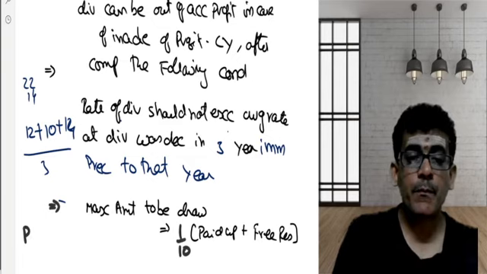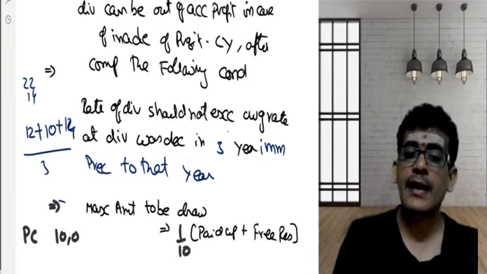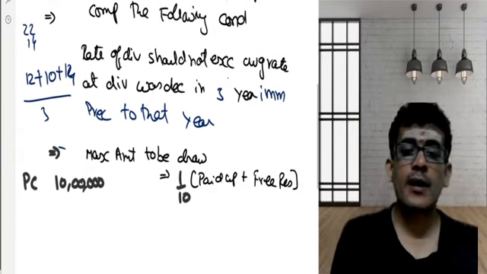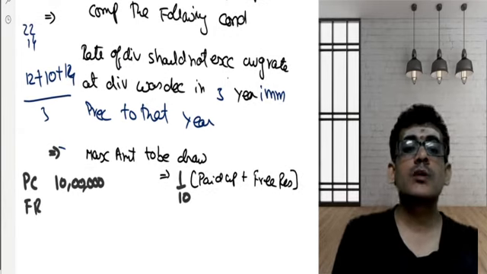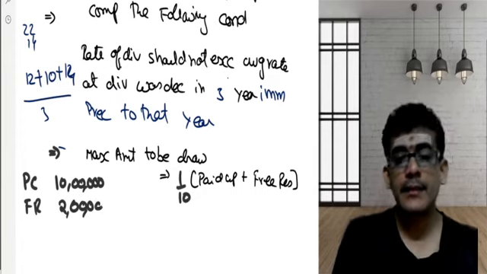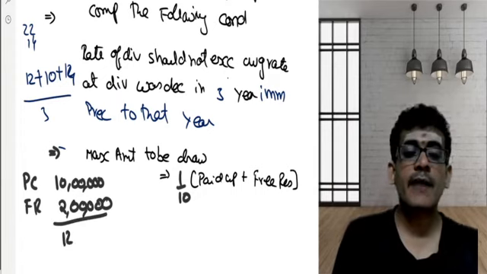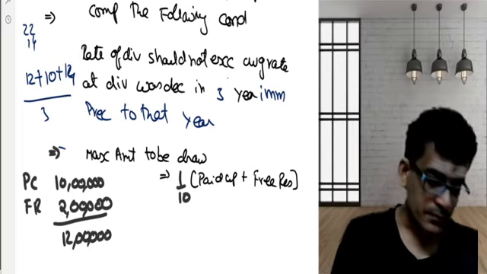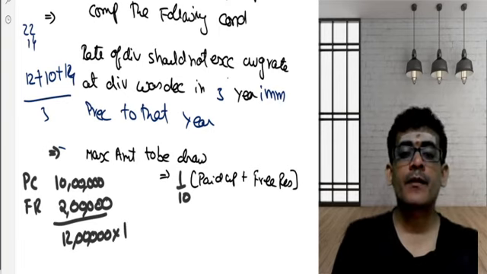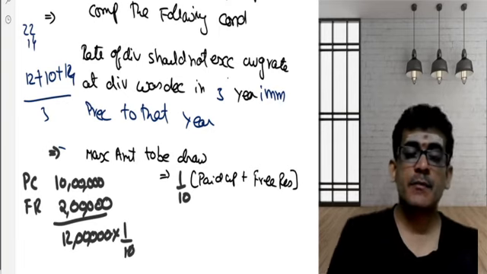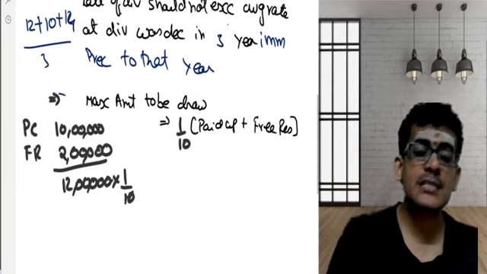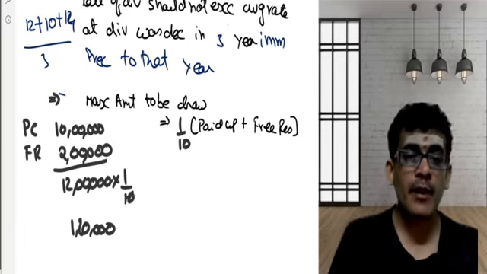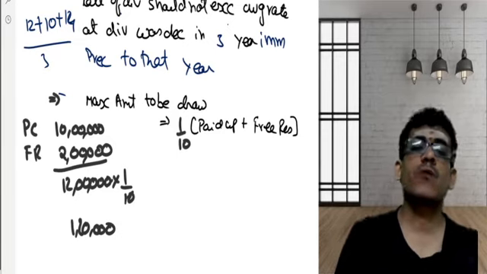Suppose the paid up capital of the company is 10 lakhs, and you have free reserves to the extent of 2 lakhs. Then the total amount you have is 12 lakhs. Now what is the maximum amount you can draw? 1/10 of this, which is 1,20,000. So the maximum amount to be drawn in this case is 1,20,000.